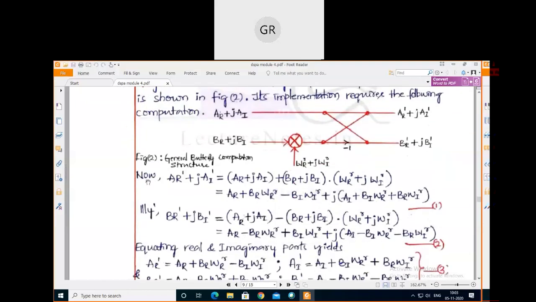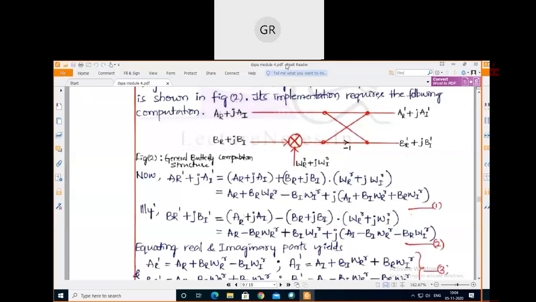Now consider this one. AR' plus j AI' equals the first input, AR plus j AI, plus the second input multiplied by this twiddle factor: BR plus j BI times WR(r) plus j WI(r).